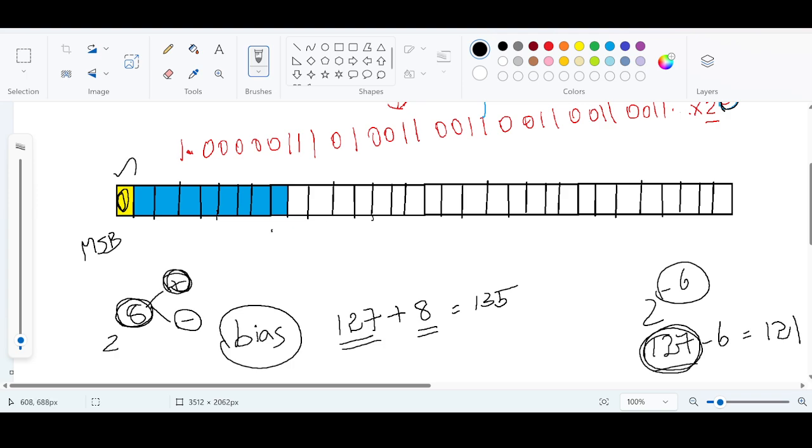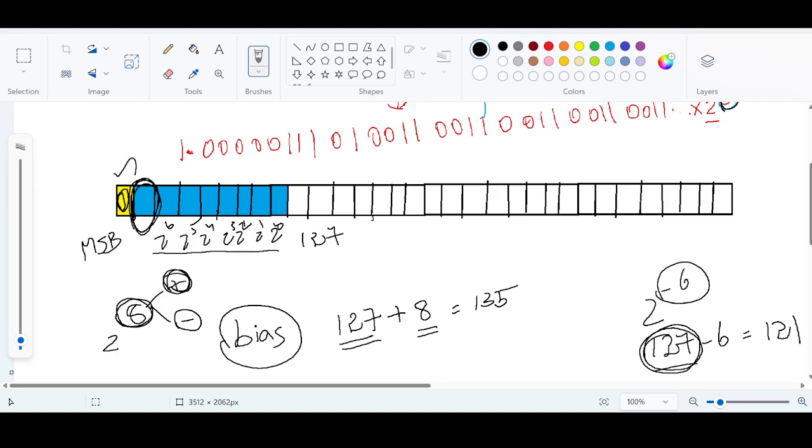If you raise the powers, 2 to the power of 0, 2 to the power of 1, 2 to the power of 2, 2 to the power of 3, 2 to the power of 4, 2 to the power of 5, 2 to the power of 6, and calculate all the powers, you will get 127. And there is one additional bit that is also reserved.